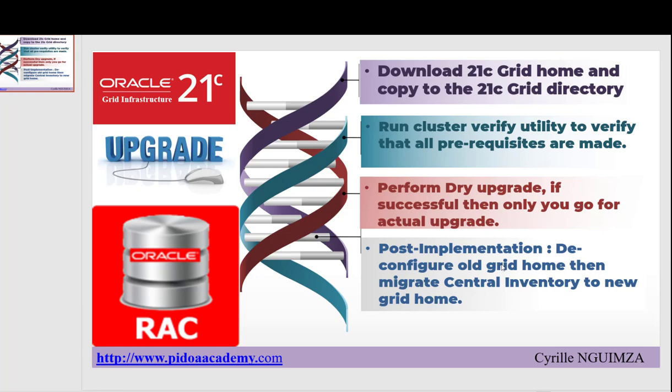In the post implementation step, we are going to decommission the old grid home, which is U01 in my case, meaning the 19C grid home, and then we are going to migrate the central inventory to the new grid home, which will be U03 in my case. Okay, so this is the agenda of today.